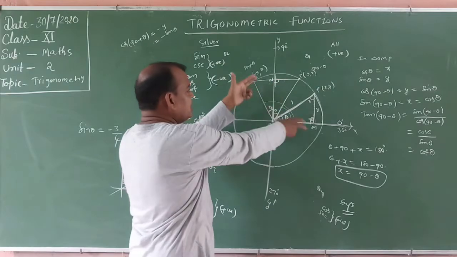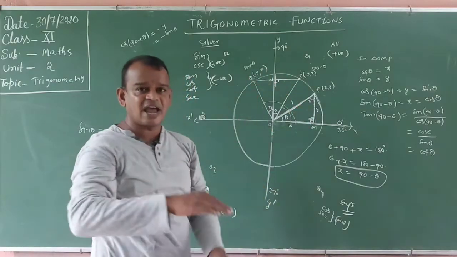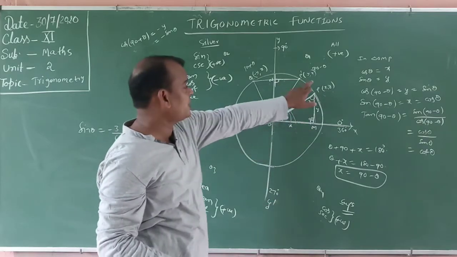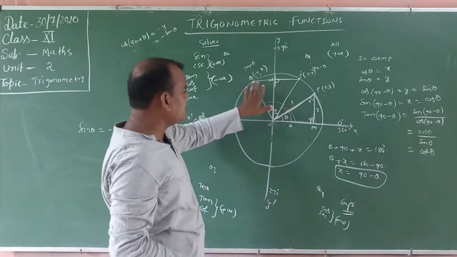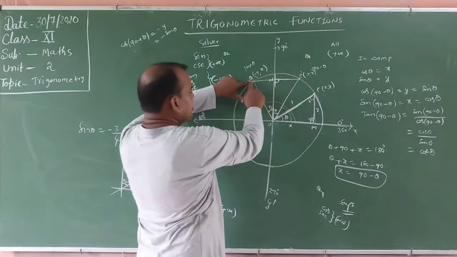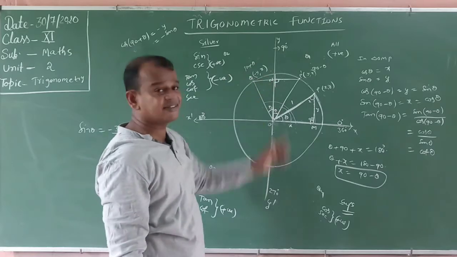But here, whenever you rotate, the x-axis will be changed into the y-axis, and the y-axis will be changed into the x-axis. That's why x comma y will be changed into y comma x. These two are congruent, in the same parallel line. This is the same line, this is minus y comma x. Say yes or no? With respect to the y-axis.